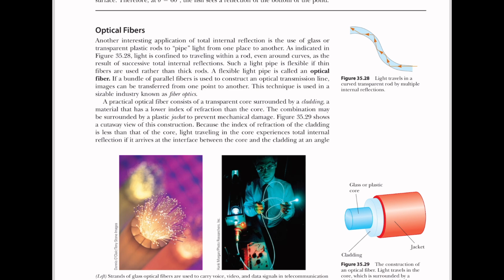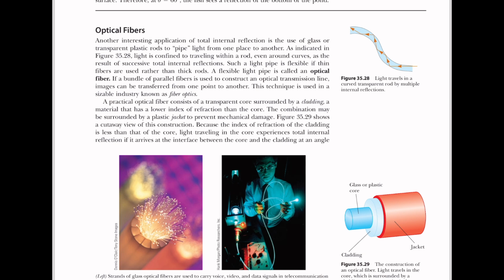Another interesting application of total internal reflection is the use of glass or transparent plastic rods to pipe light from one place to another, as indicated in figure 35.28, which is over here on the side. You can see a little blue fiber and the light ray bouncing all over inside of it, kind of like if you throw a marble down a water slide, or send a stream of water inside a pipe.